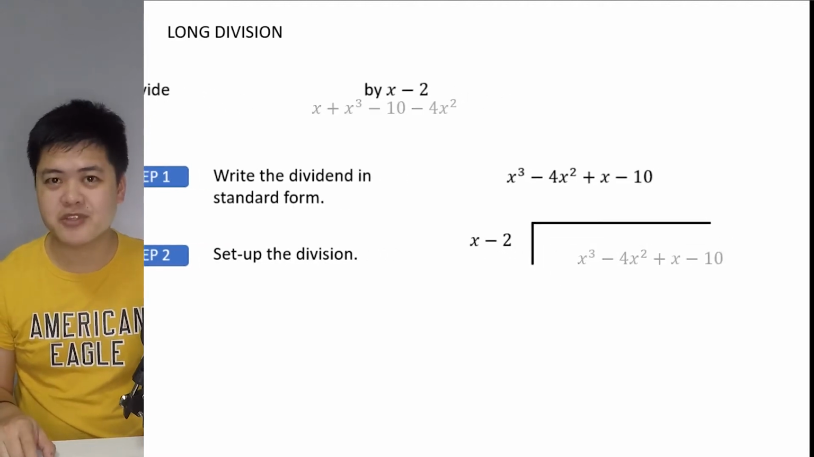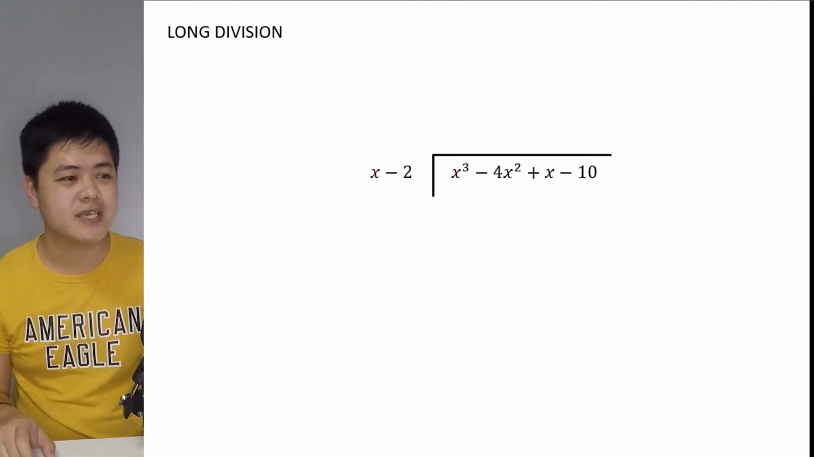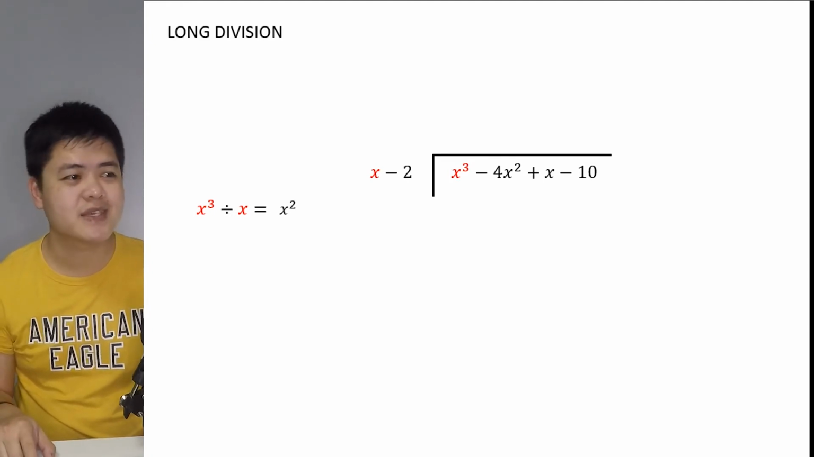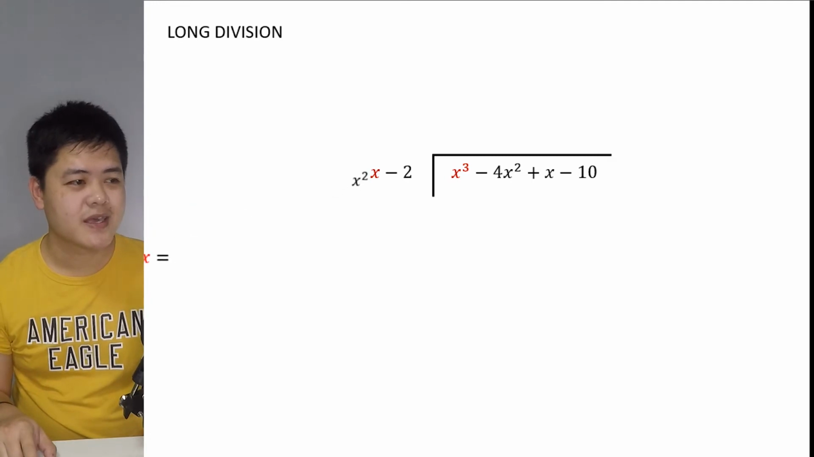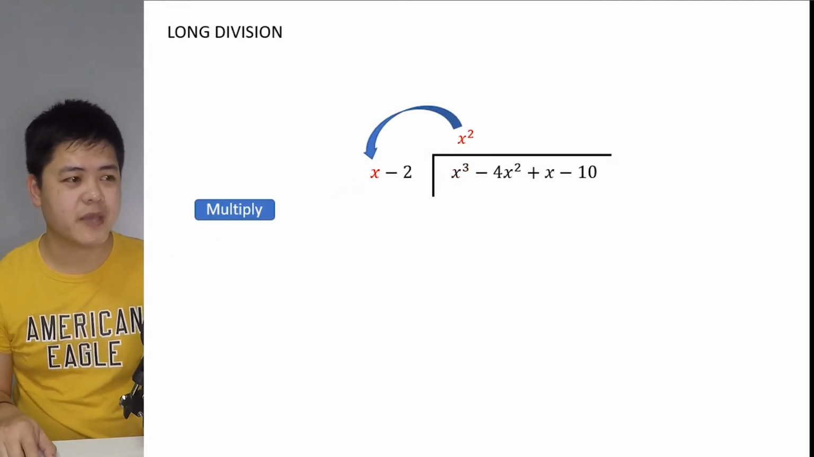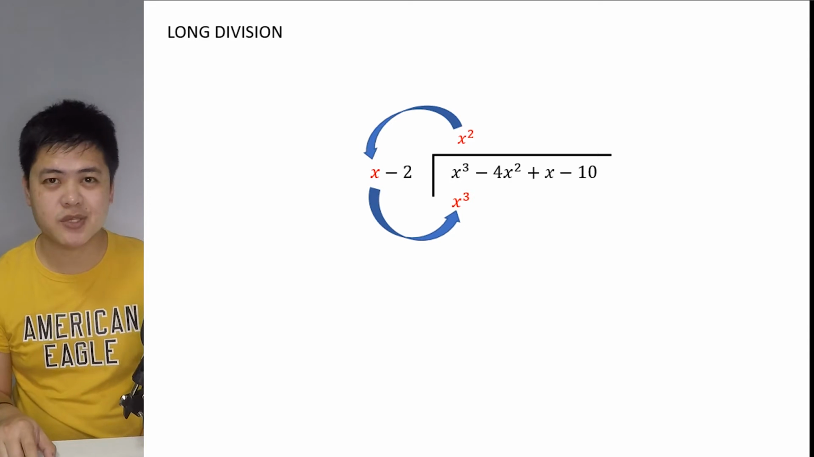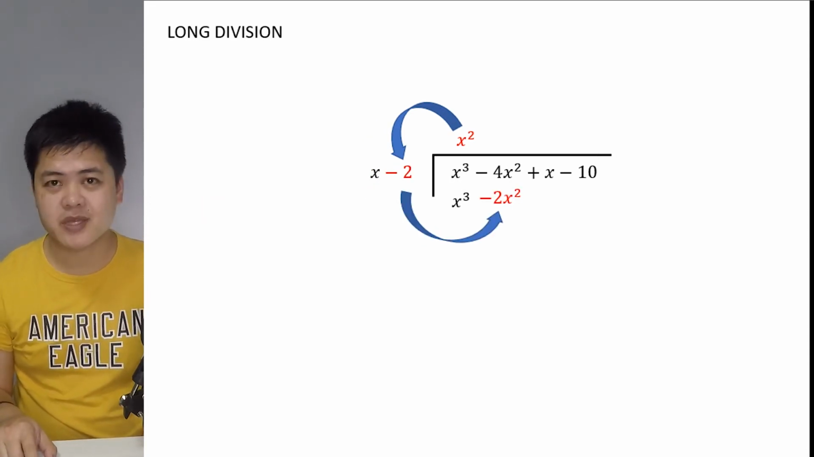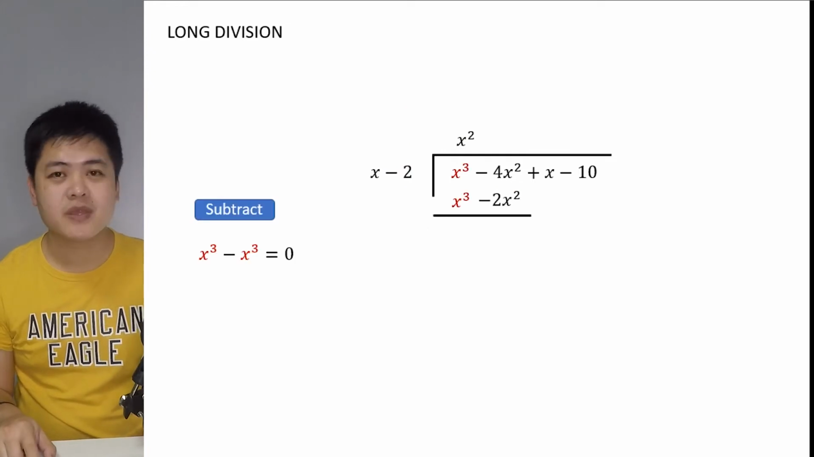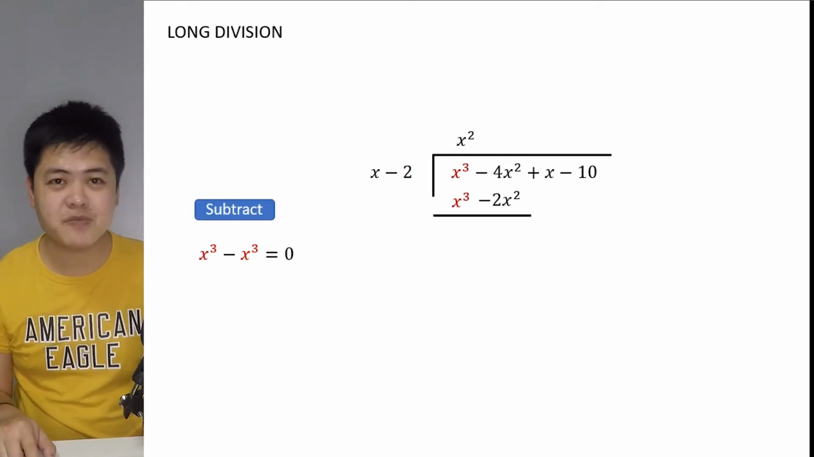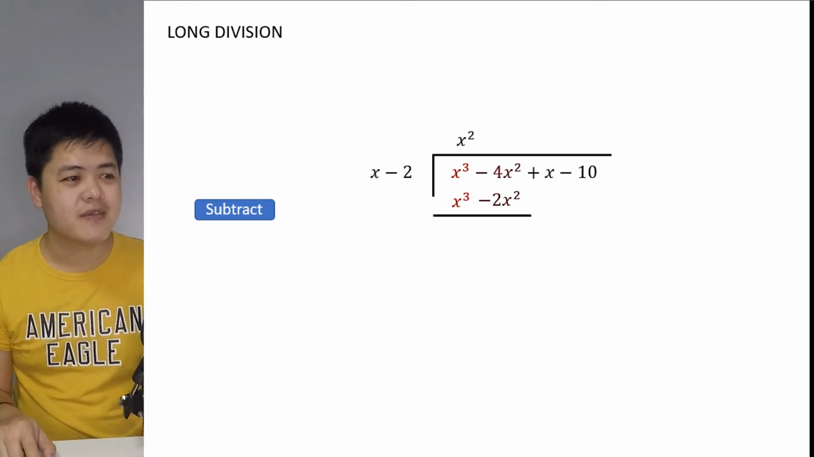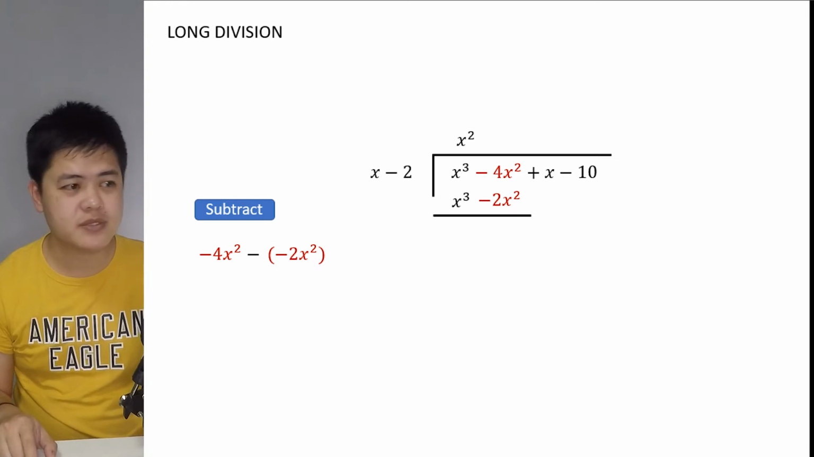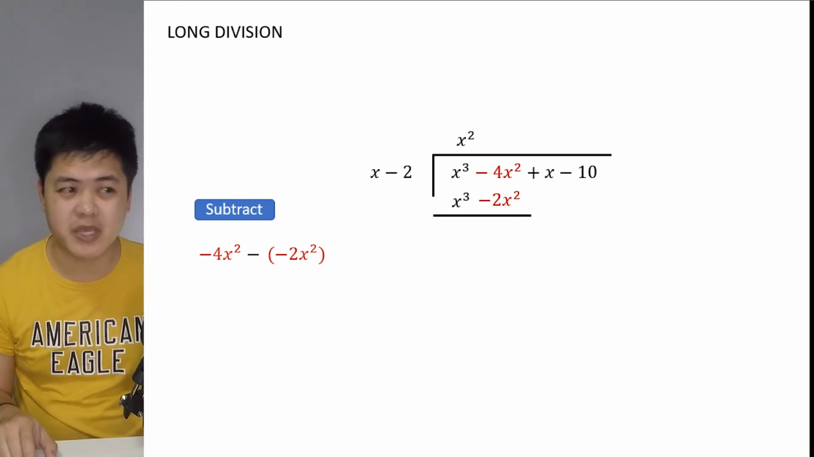Okay, let's go to actual division. First is we divide x cubed by x, and the answer is x squared. And then we multiply x squared times x, that's x cubed, and negative 2 times x squared, that is negative 2x squared. The next step is to subtract. So that's x cubed minus x cubed, that's 0. And then we have minus 4x squared minus negative 2x squared. So negative, negative, so magiging plus yon.